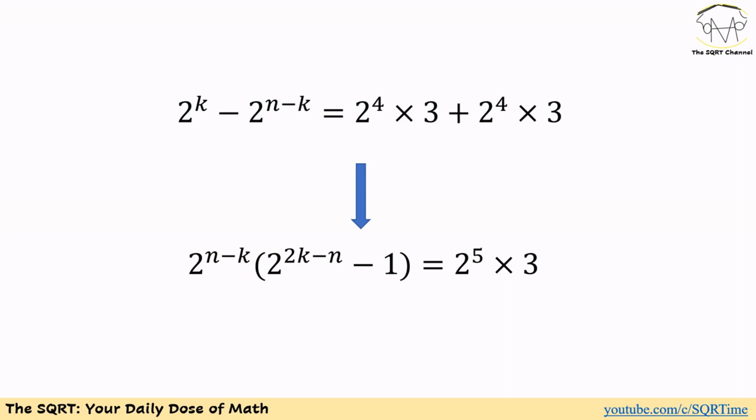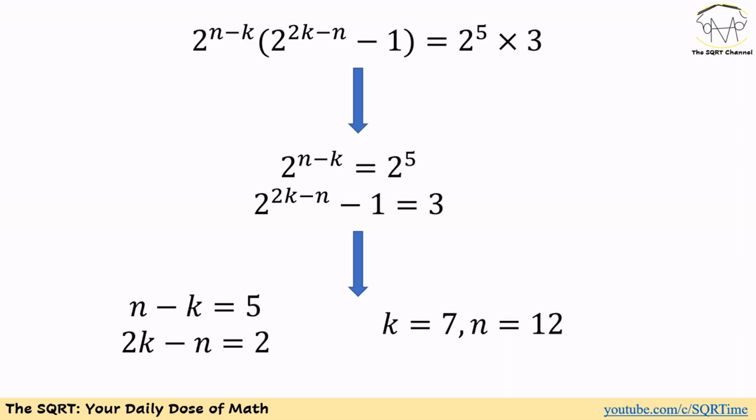And then for the left hand side, we are going to factor out 2 to the power of n minus k. Then we will have 2 to the power of n minus k times 2 to the power of 2k minus n minus 1. From here, we need to have some reasoning. On the left hand side, we have two terms. The first term is a power of 2, and the second term is a power of 2 minus 1. For the right hand side, we have two terms also. We have 2 to the power of 5, and we have 3.